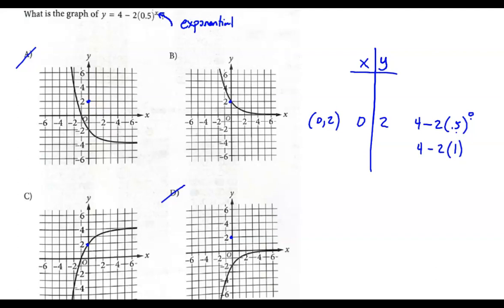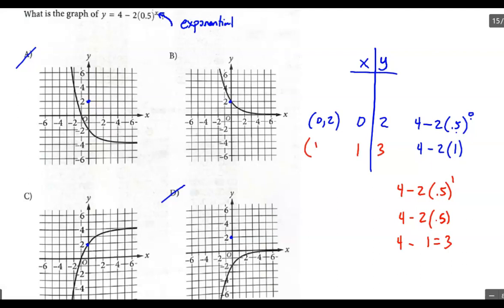Well, I'm going to go a step further. I'm going to put 1 in for x, and I'm going to repeat the process. So I have 4 take away 2 times 0.5 to the first power. Do exponents first. 0.5 to the first power is 0.5. 4 minus 2 times a half. Well, 2 times a half is 1. So I know that 4 take away 1 is 3.